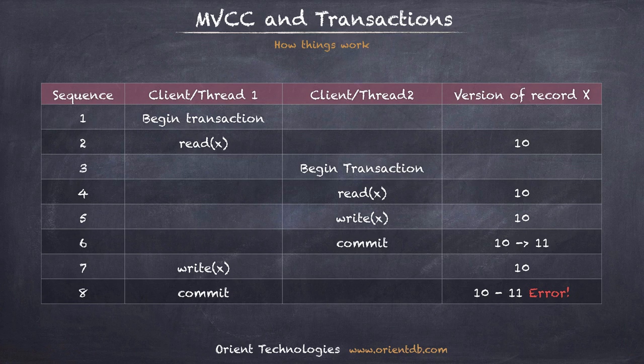This chart illustrates a step-through of two concurrent client connections. Step 1, Client 1 creates a transaction and reads in the X record in Step 2. At this point, the record is at version 10. Concurrently, Client 2 starts a transaction involving the same record in Step 3 and commences to read and write the record at version 10 in Steps 4 and 5.